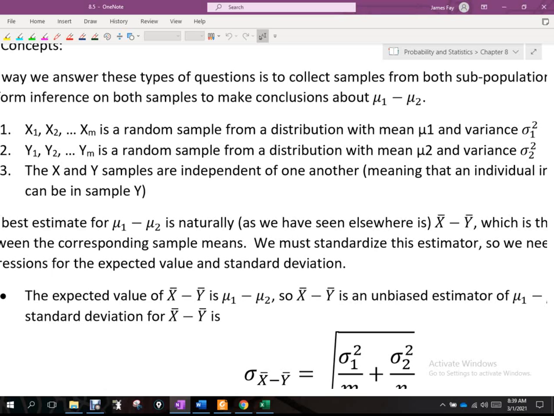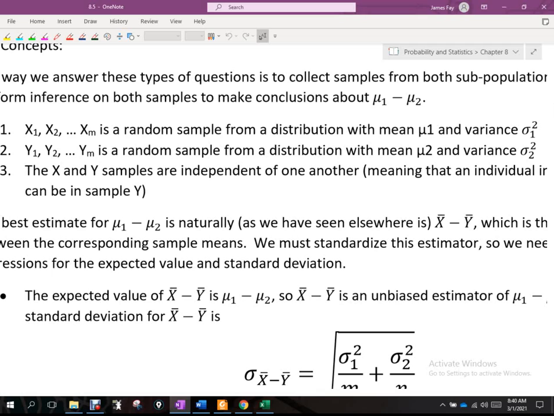So we look at that, it says sigma squared sub 1. It looks like that 2 and that 1 are stacked on one another. Understand that subscript of 1 is just an identifier. It's like a last name type thing. So we can differentiate that it is a different variance than the variance for sample 2 here, or subpopulation 2. It says y sub 1, y sub 2, y sub m is a random sample from a distribution with mean mu sub 2 and variance sigma sub 2 squared.